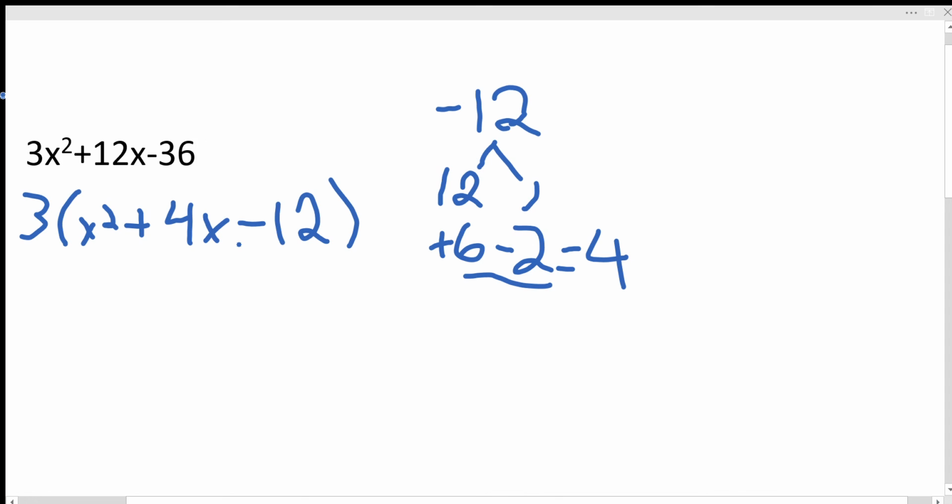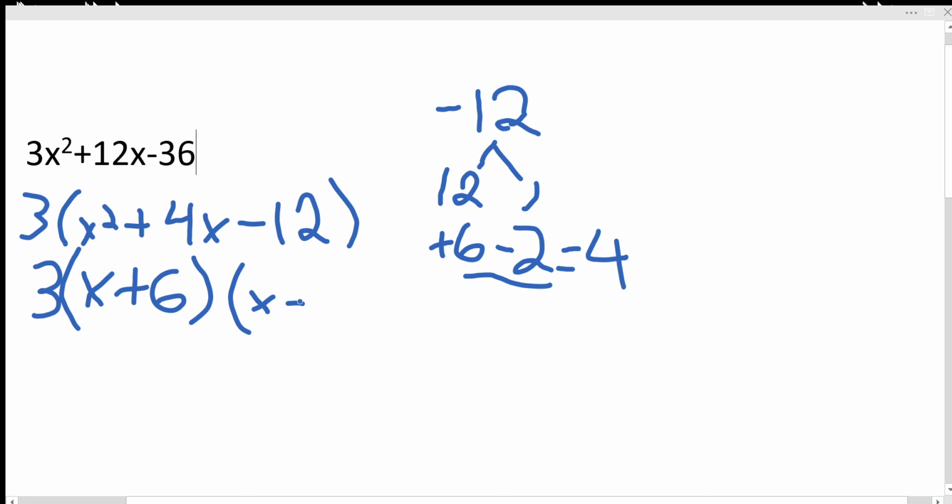So when we write that out, make sure that we keep our 3 out front, and then we'll be multiplying by x plus 6 and x minus 2.